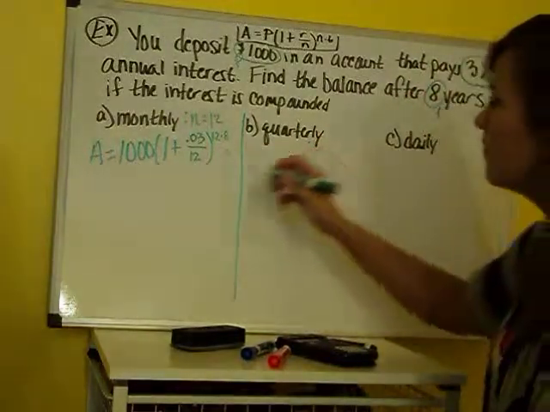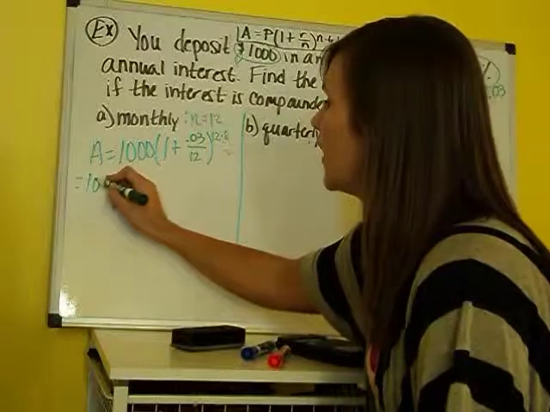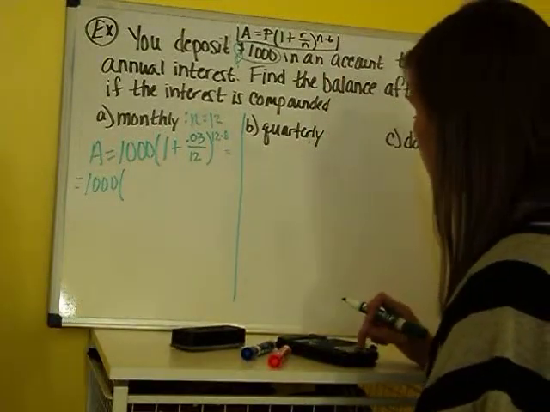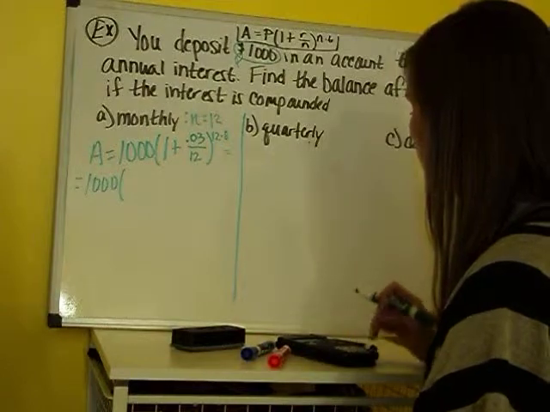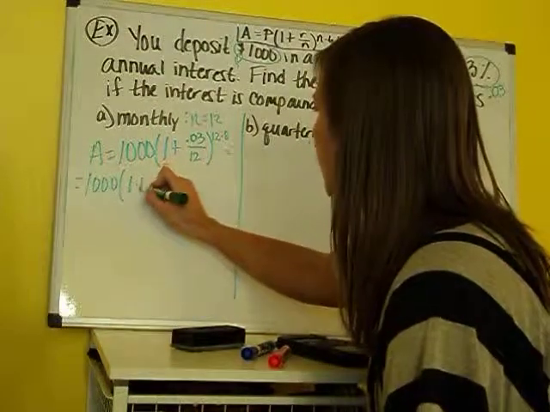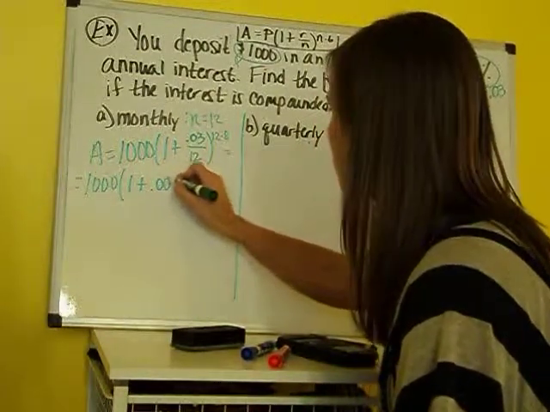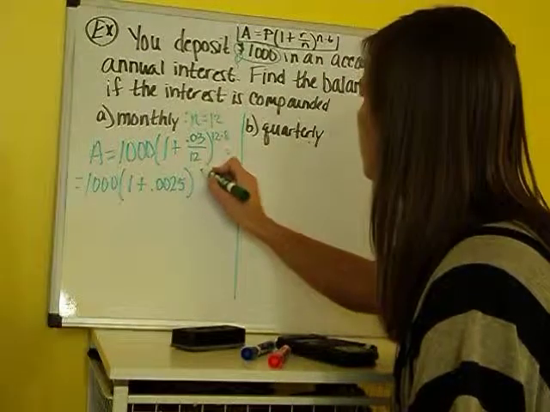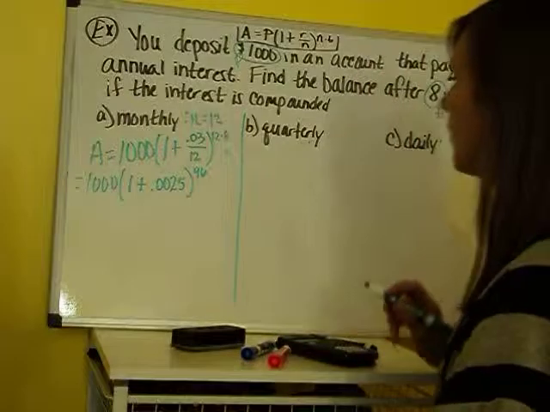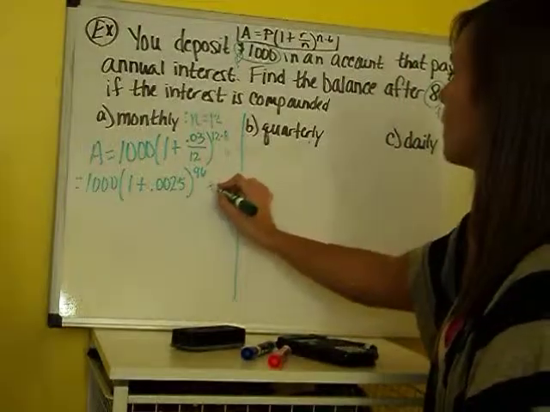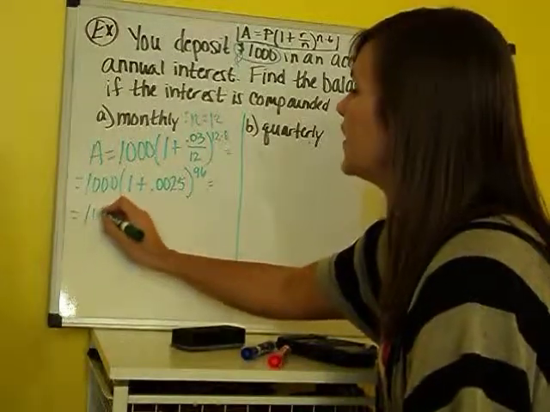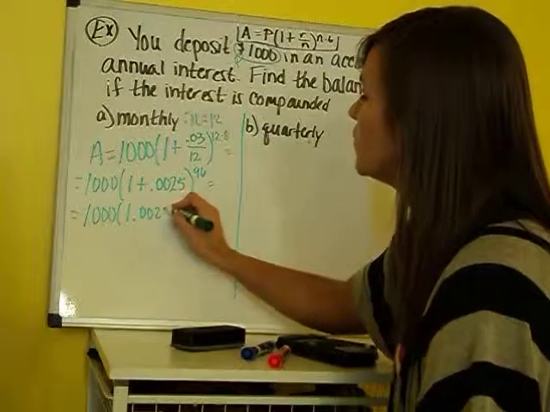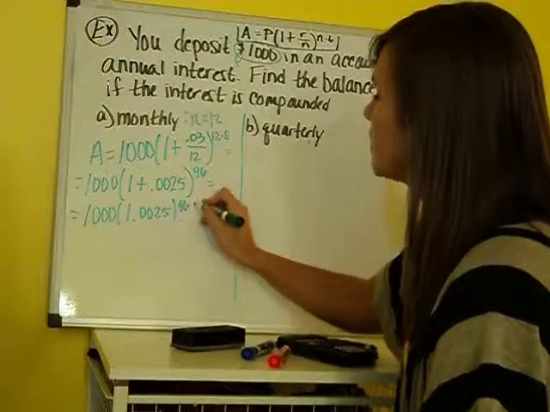Okay? So simplifying that, we're going to have 1,000, order of operations. We want to do our parentheses first. So we're going to have 0.03 divided by 12, which is 1 plus 0.0025 to the 96th power. Okay, simplify inside our parentheses, we have 1,000 times 1.0025 to the 96th power.